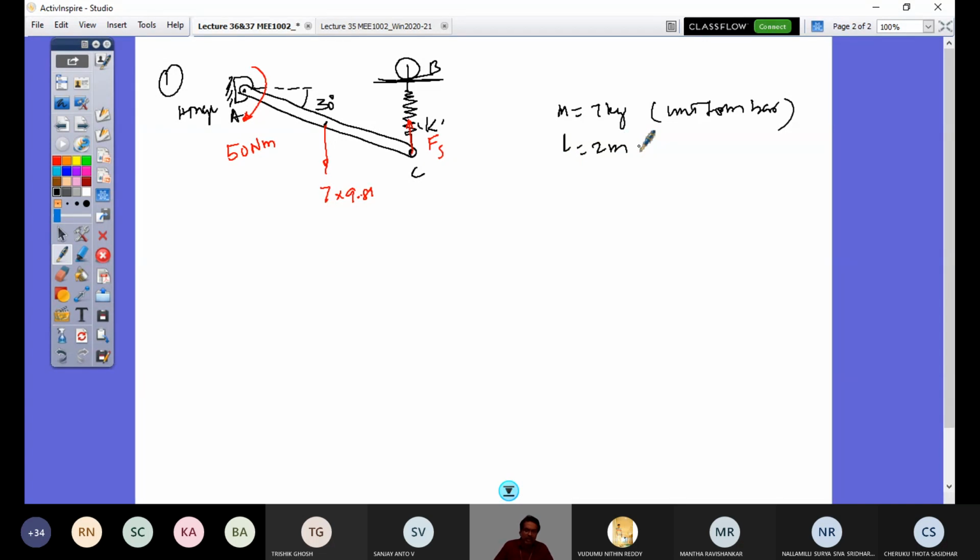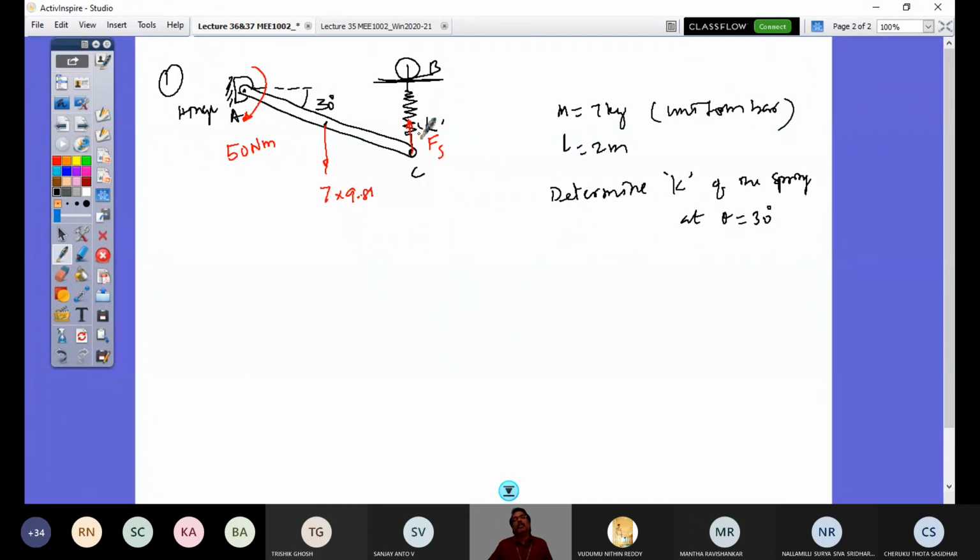So now what is the question? What is the K value of the spring under equilibrium? To determine K of the spring at theta equals 30 degrees. At theta equals 30 degrees, right? Because that is important. If theta is 15 degrees, then the K value is different.